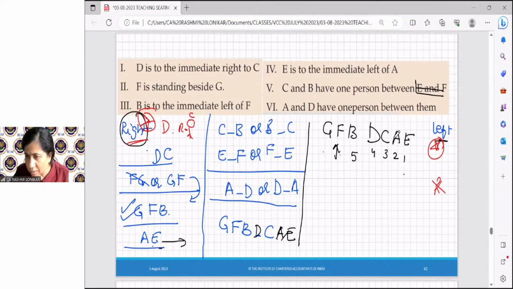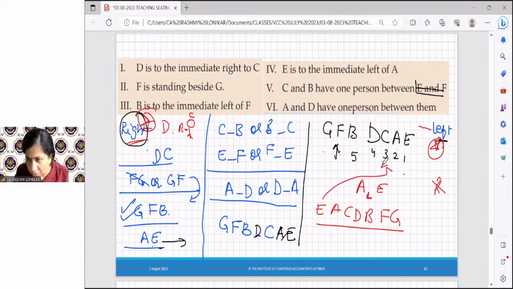Yes, Apurva. E is to the immediate left of A. See, this is the left hand side. This is my A. A's left is here. So E is here. Okay. See, what you have written is E, A, C, D, B. This is from the other side. Same thing. You can see this is just the opposite of this. E, A, C, D, B, F, G. Okay, same thing is there.